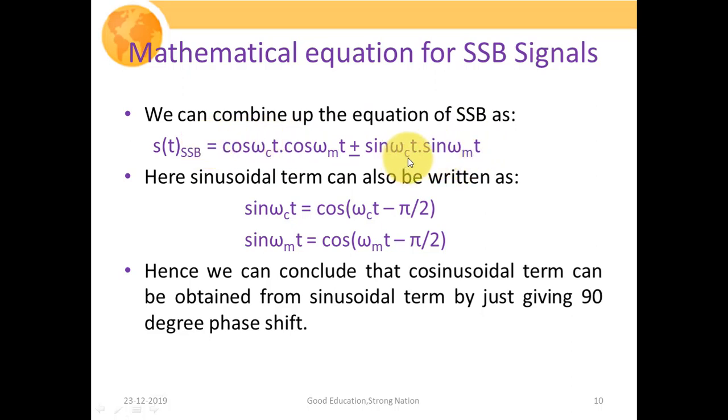In this expression, we can also write the sine term differently. Sine of omega c t can be represented as cos of (omega c t minus pi by 2). Similarly, sine of omega m t can be written as cos of (omega m t minus pi by 2). Hence we can conclude that the sinusoidal term can be obtained from the cosinusoidal term by just giving a 90-degree phase shift.